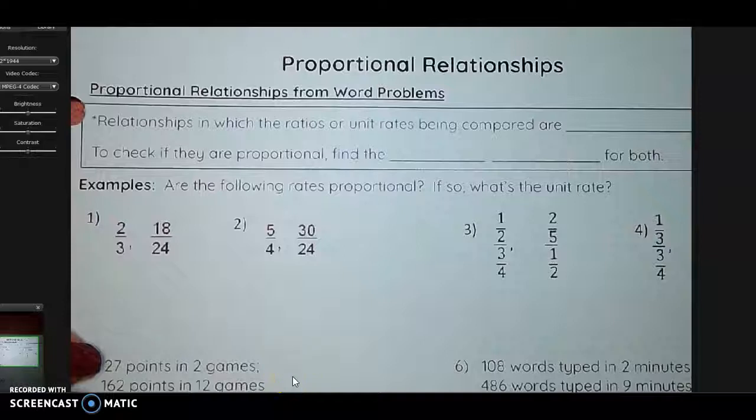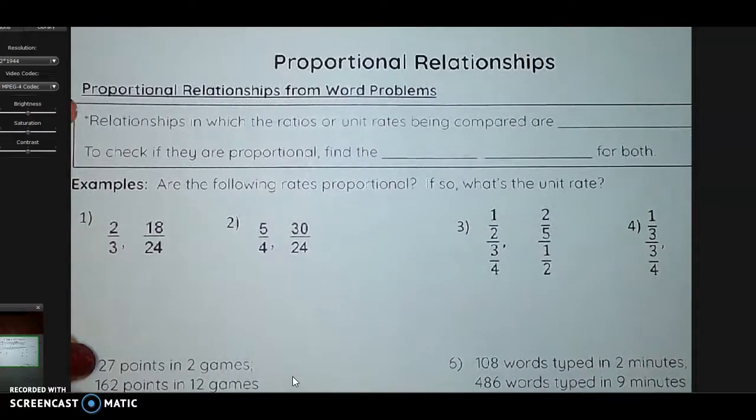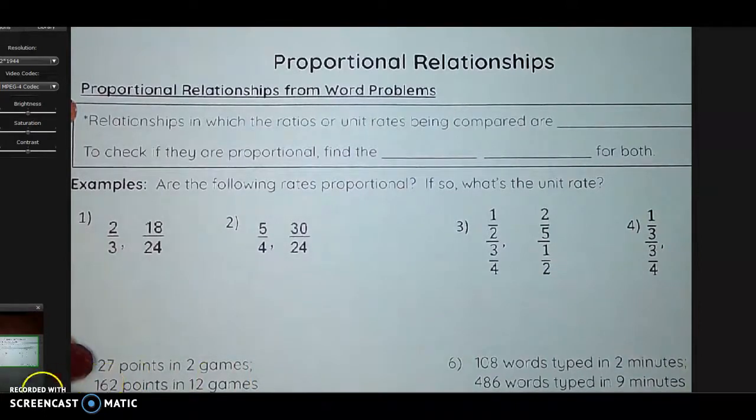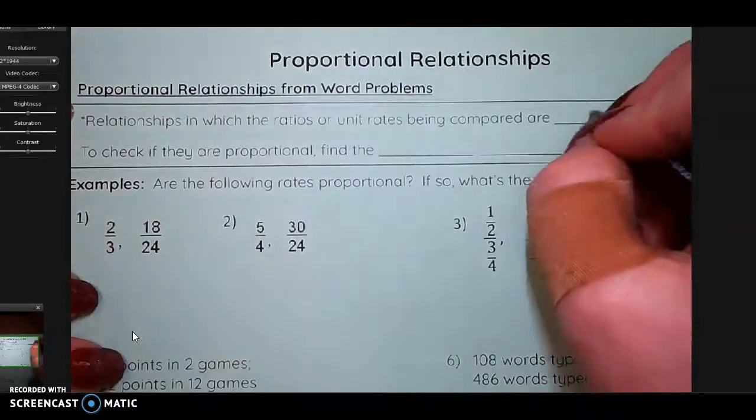All right, good evening. We are looking at proportional relationships tonight. Proportional relationships means that something is growing at a constant rate or shrinking at a constant rate. And so proportional relationships are relationships in which the ratios or units being compared are equivalent.